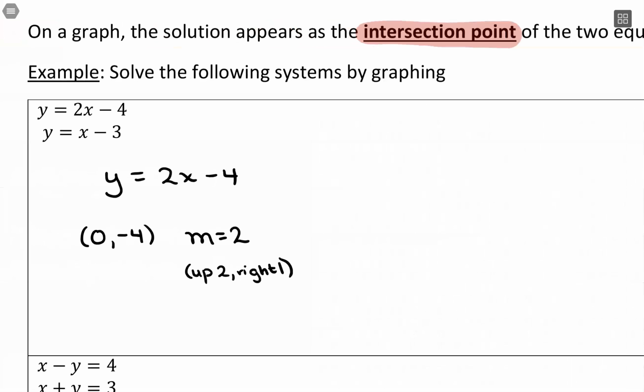And then I need my second line. I'll do this one in blue so you can see the difference between them. So y equals x minus 3. So I'm going to have the coordinate 0, -3, and we're going to have a slope of 1. So that's going to tell me to go up 1, right 1.